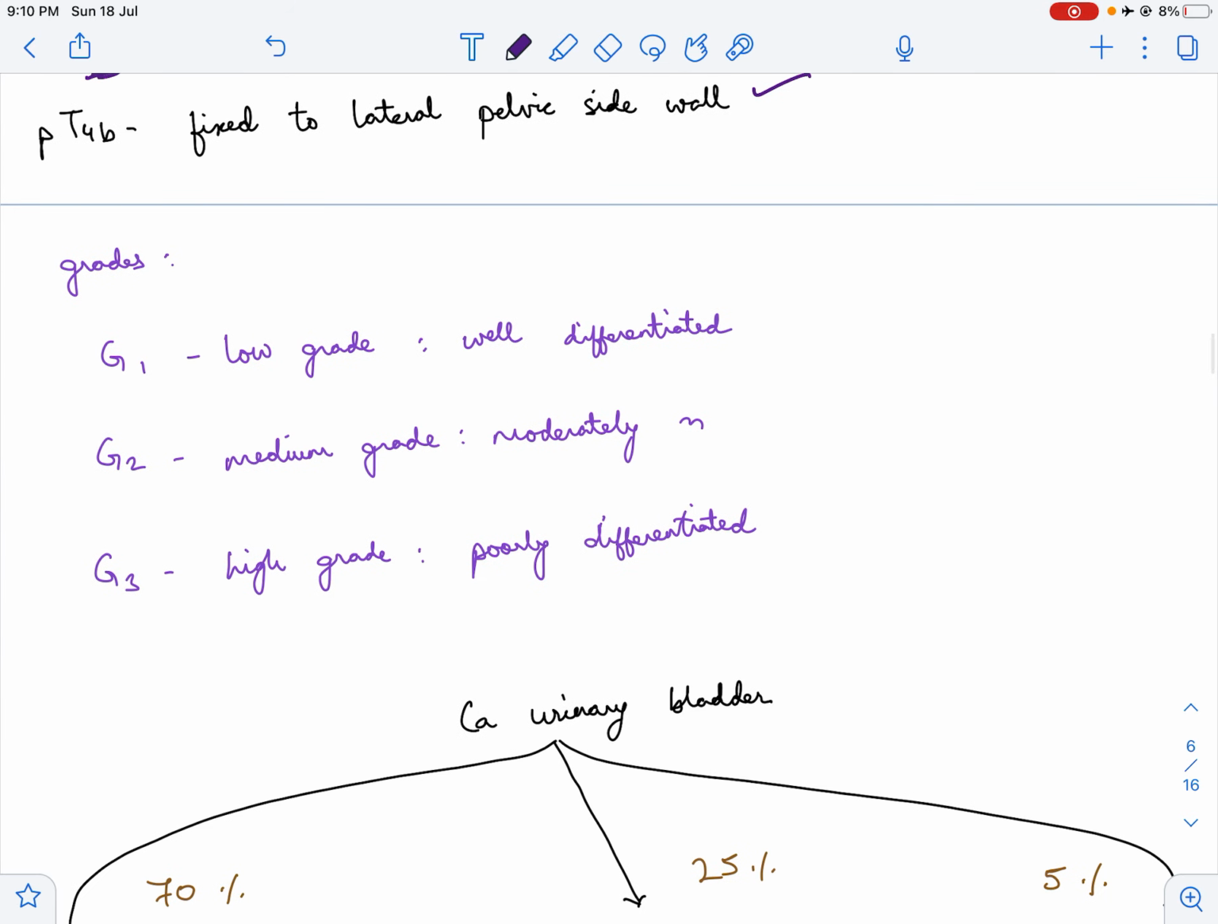There are 3 grades to the staging of carcinoma bladder. G1 is low grade, which means it is well differentiated. These obviously have a good prognosis. G2 is medium grade, which is moderately differentiated. And G3 is high grade, which is poorly differentiated. And like all other poorly differentiated tumors, this has a poor prognosis.